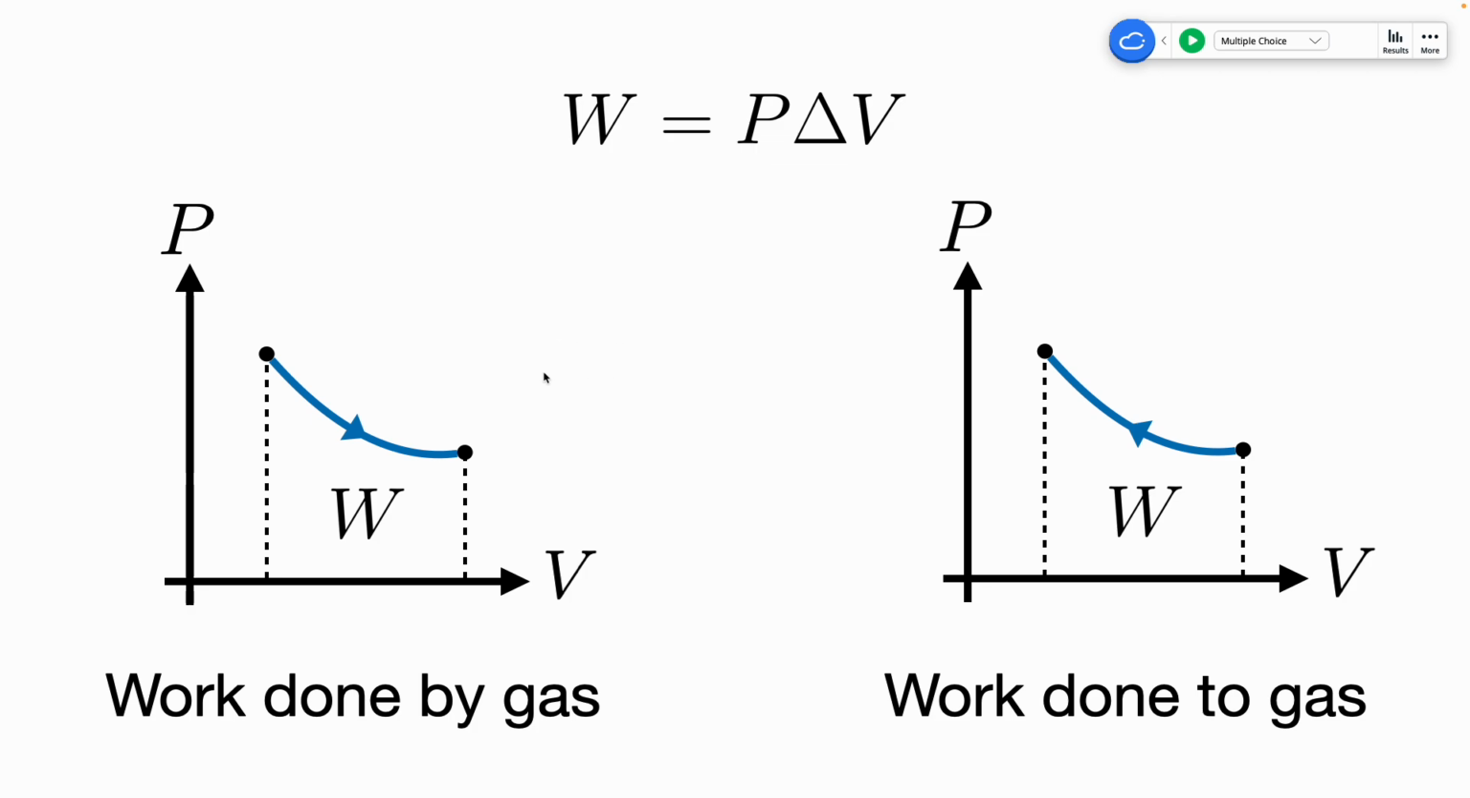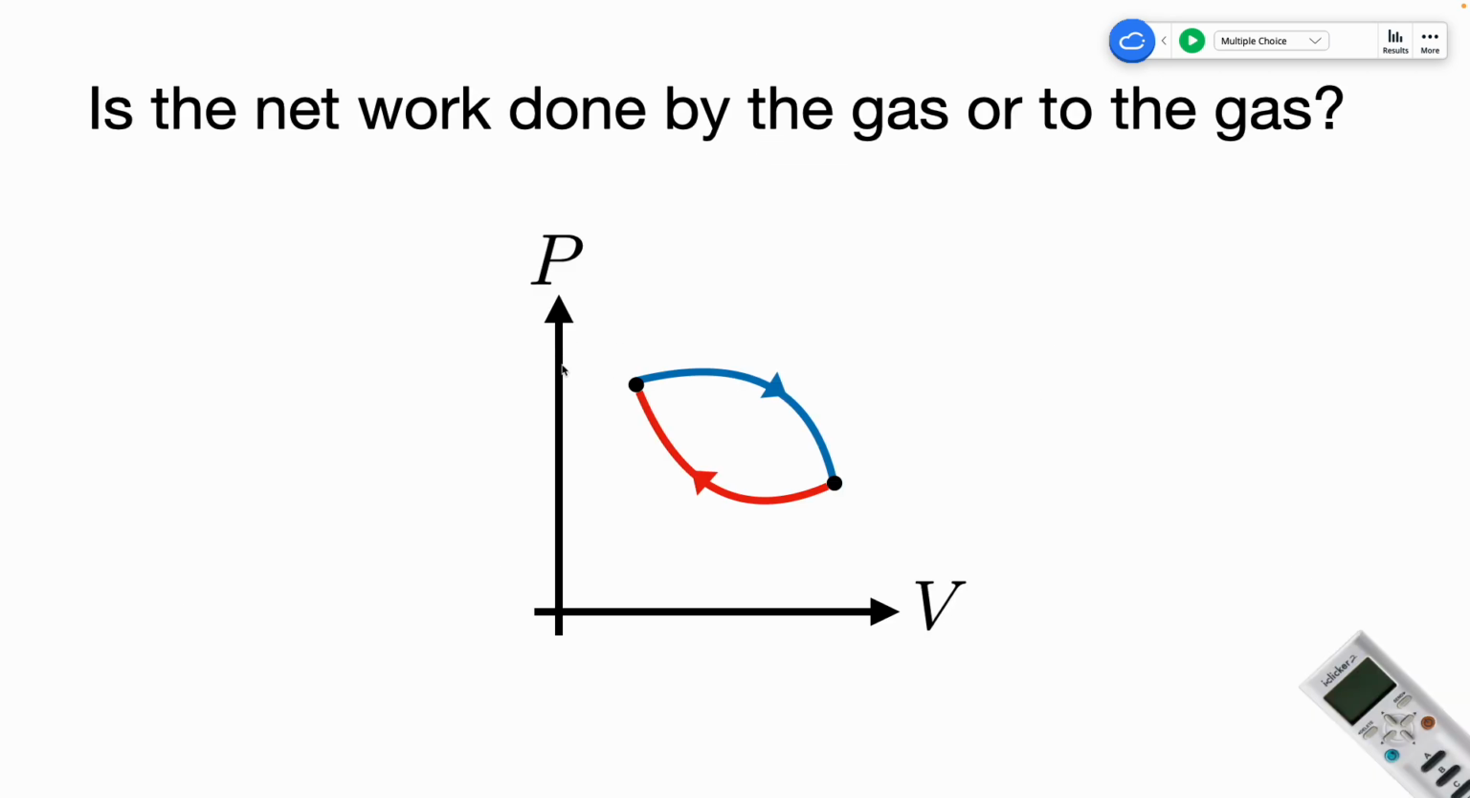Now, if I have a process that is a loop, I go from this point to here with a blue curve and go back following the red curve. Will the overall work be flowing out or into the gas? Will the work done by the gas when it pushed out be bigger or smaller than the work the environment does back to it when you compress it on the red line? Overall, is net work going out of the gas or into the gas?